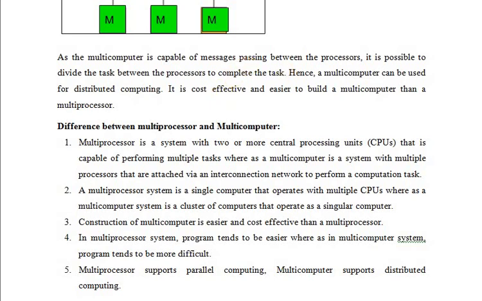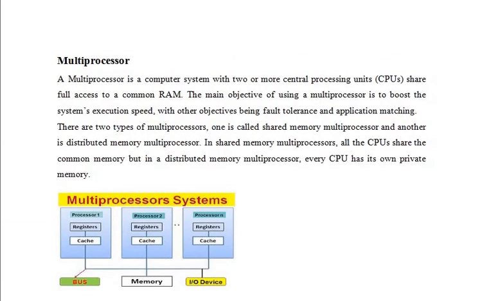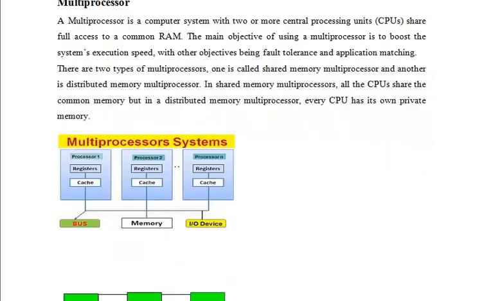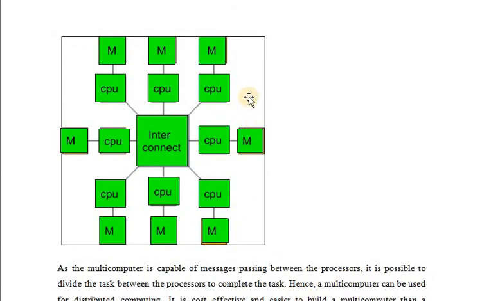That is what I said at the beginning, where we classified two things. There are two types of multiprocessor: a shared memory multiprocessor and a distributed memory multiprocessor. In the shared memory multiprocessor, all the CPUs share a common memory, but in the distributed multiprocessor, every CPU has its own memory. See the diagram: here the CPUs share the common memory, but here each CPU has its own memory.